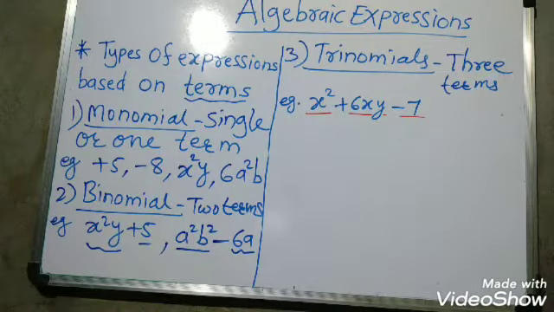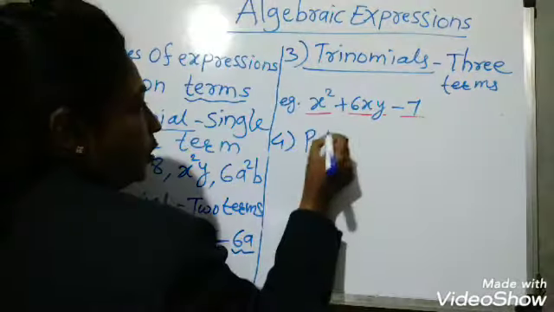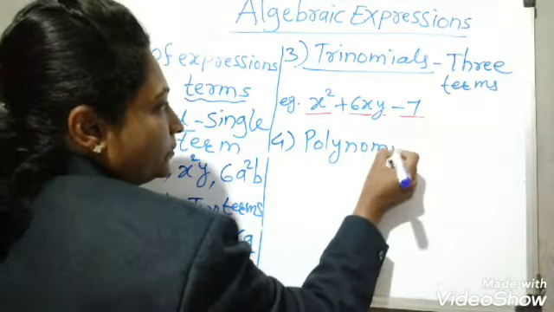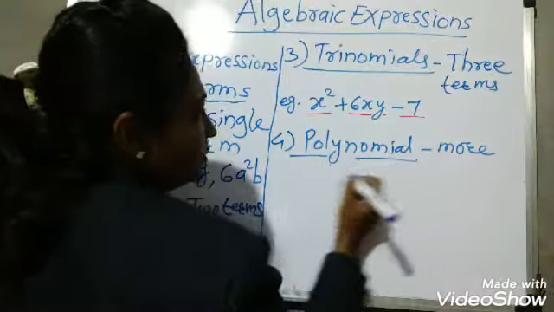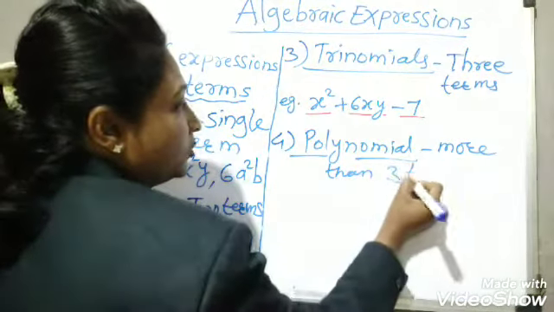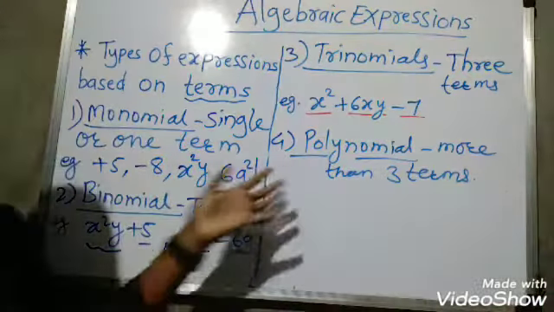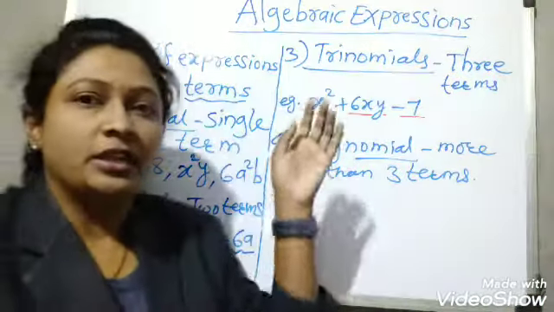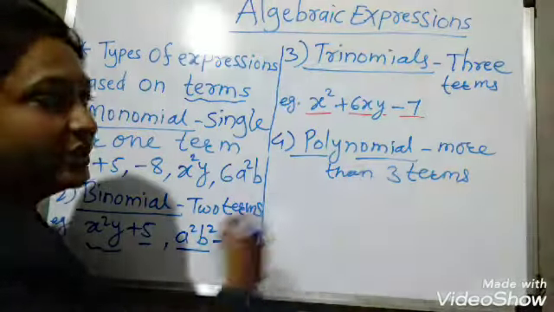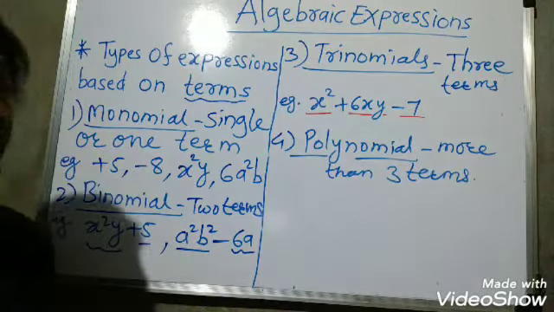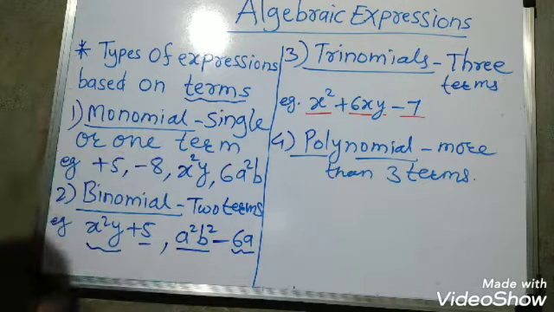And if more than three terms are there, then we will say it is a polynomial. Polynomial means more than three terms. But see students, together, this monomial, binomial and trinomial, they are also called polynomial only. So if more than three terms are there, then we say it is a polynomial. Okay, so understand the concept? Monomial, binomial, trinomial and polynomial.